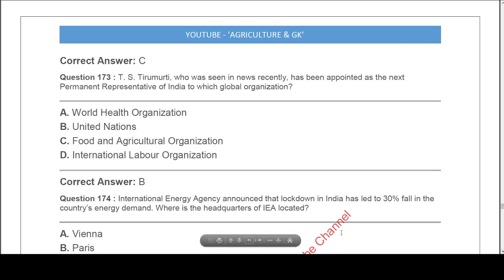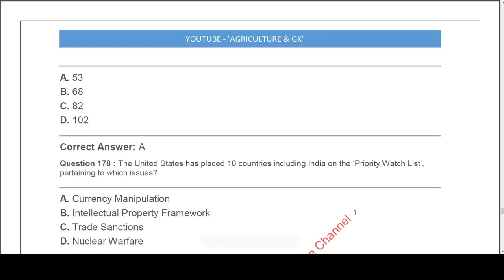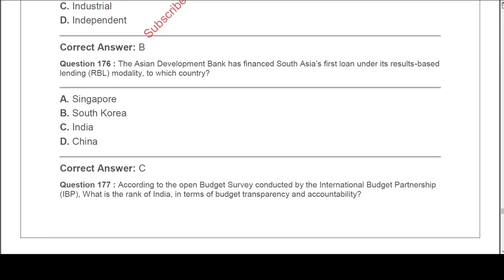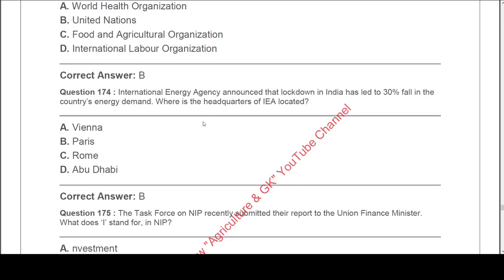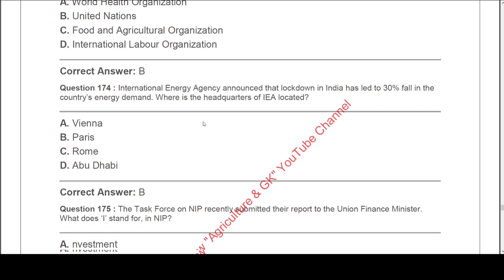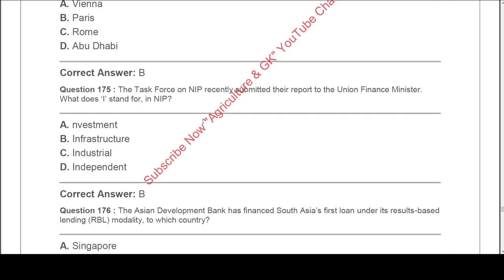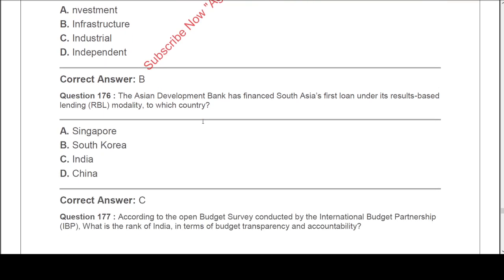Option B. The International Energy Agency announced that lockdown in India has led to 30% fall in the country's energy demand. Where is the headquarters of IEA located? It is in Paris. The task force on NIP recently submitted their report to the Union Finance Minister. What does I stand for in NIP? It is option B, infrastructure.